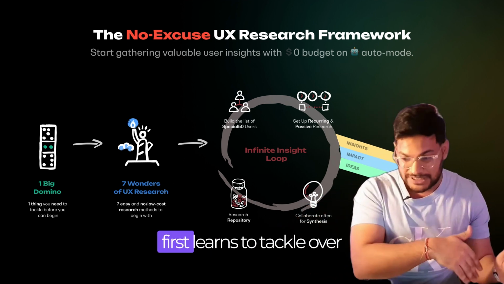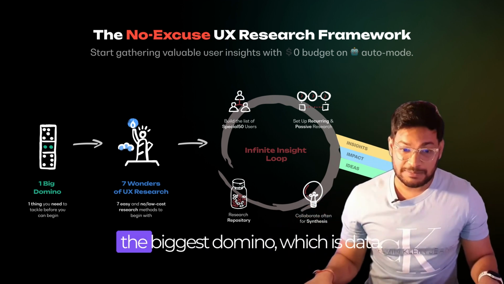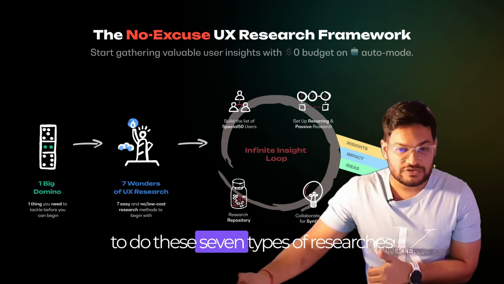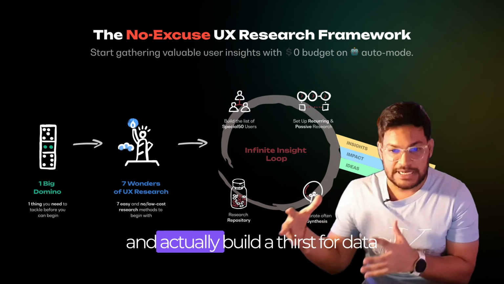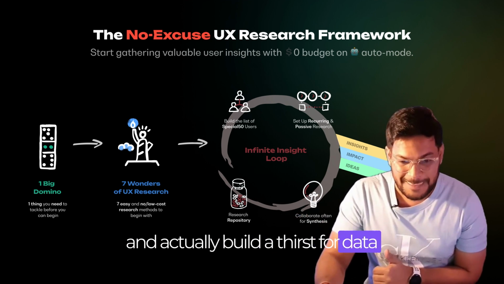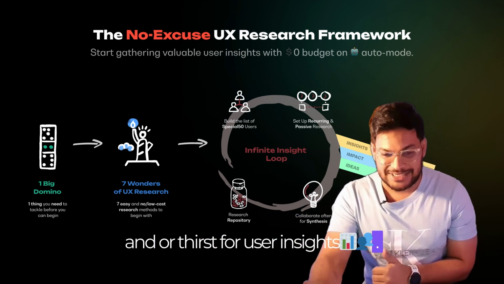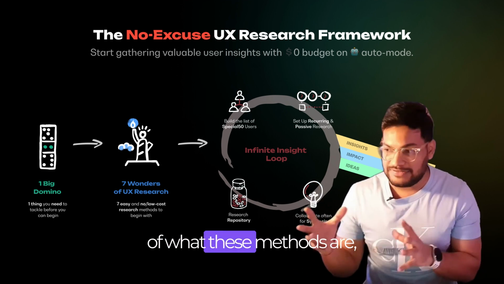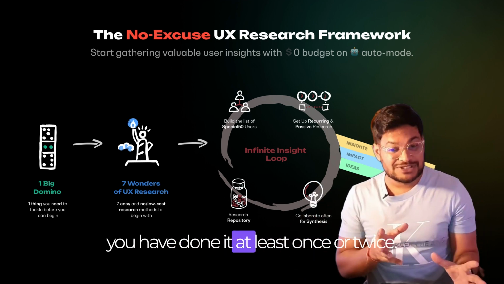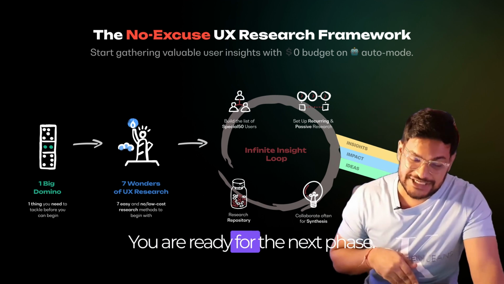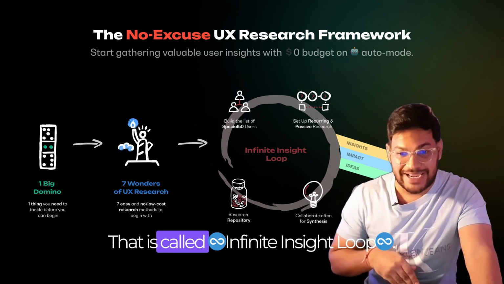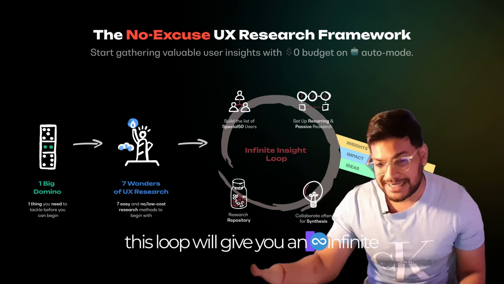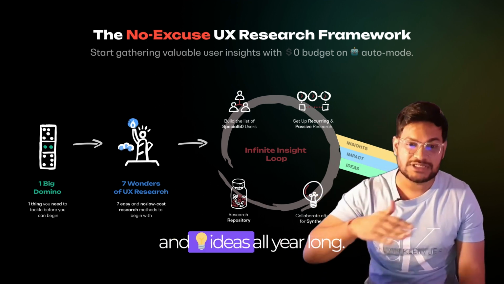Your team first learns to tackle the biggest domino, which is data. Then your team learns to do these 7 types of research and actually builds a thirst for data, or a thirst for user insights. And once your team has at least some understanding of what these methods are, and you have done it at least once or twice, you are ready for the next phase, called the infinite insight loop. This loop will give you an infinite supply of insights and ideas all year long.